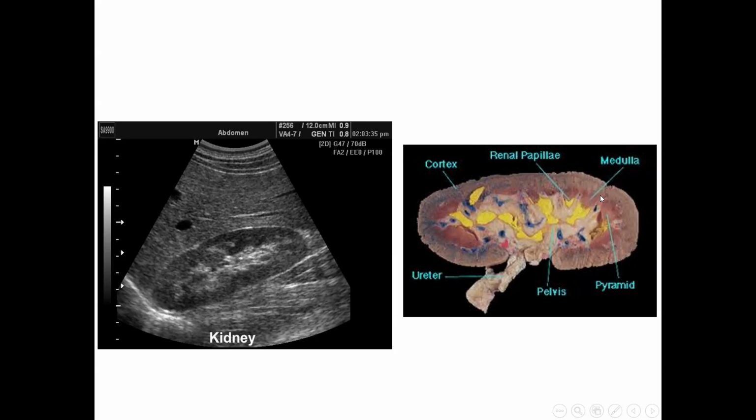If you are to measure the cortex, it should be from the hair to the base of the pyramid, like this. From this is the cortex, the pink one. If you are measuring the parenchyma, that means you are measuring all of it from here to here. Okay, so it depends on what you are measuring. If you're just measuring the cortex, it's from here to the base of the pyramid. Okay.